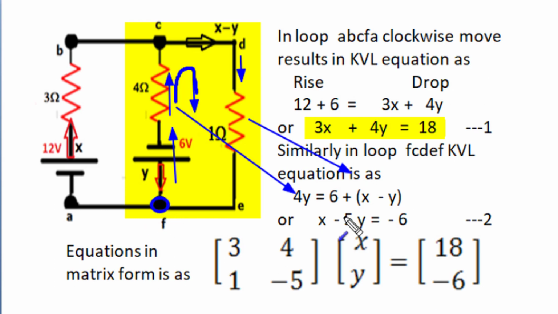Now this equation is rewritten for matrix manipulation as 1x. This 4y, when the side changes, becomes minus 5y, and this number 6, when transferred to the other side, will become minus 6. So our second equation is x minus 5y is equal to minus 6.